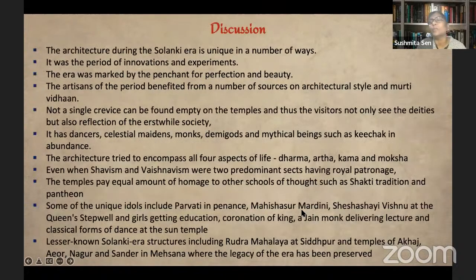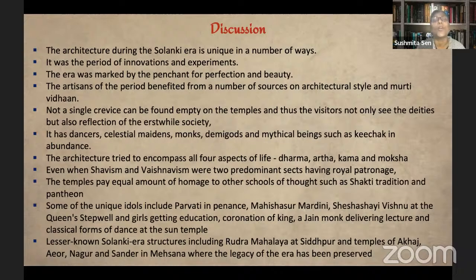So we come to the conclusion, or discussion, that the architecture during this period was unique in a number of ways, because this was a period where we could see innovations and experiments. The era was marked by a penchant for perfection and beauty. The artisans of this period benefited from a number of sources of architectural style, like the Vidhan of the architecture, and not a single crevice can be found empty. They have filled up each and every gap of the temple and the pillars with some sculptures or other.